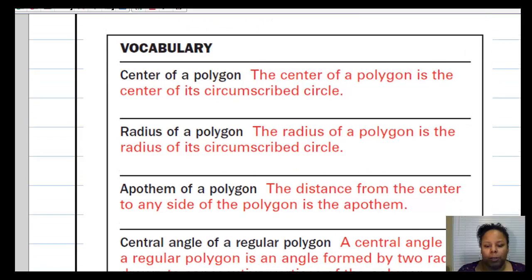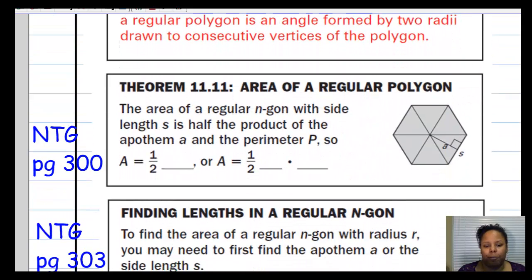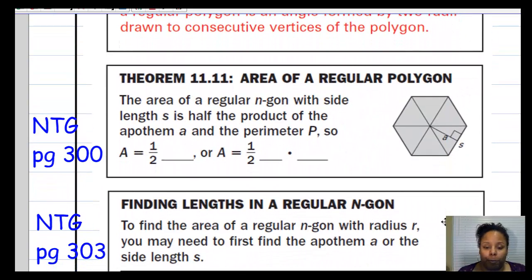So let's go back to the notes on page 135, and we have a formula, and there's more than one way to represent the formula. The way the textbook does it and prefers to use it is the area of a regular polygon, which means all sides are congruent, is 1/2 A, which is the length of the apothem, which is the height of a central triangle, times the perimeter.